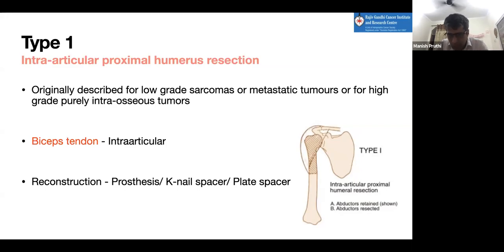So that is why for a high-grade sarcoma which had an extraosseous component, intra-articular proximal humerus resection was not recommended. For high-grade sarcomas with a soft tissue component, we have to do an extra-articular resection, which is removing the glenoid. We'll be discussing it later. But for purely intraosseous high-grade sarcomas and for low-grade sarcomas or metastatic tumors, we can do a type 1 humerus resection. In this case, the reconstruction is done either by a prosthesis, a K-nail, or a plate spacer. I'll be showing a few examples of this.